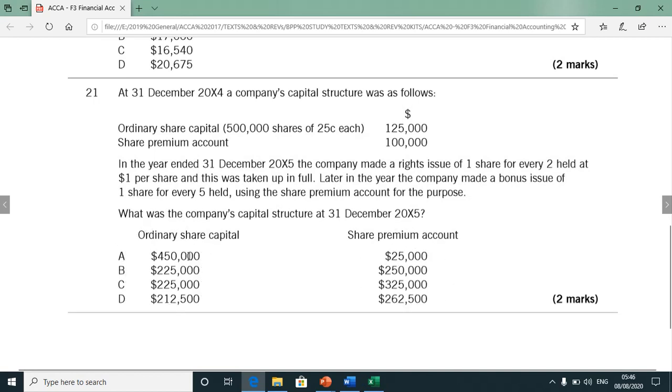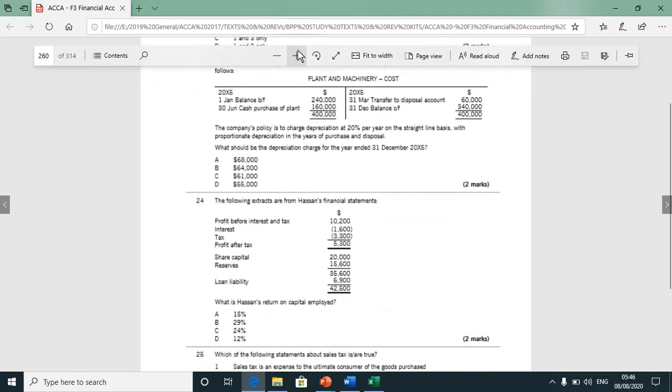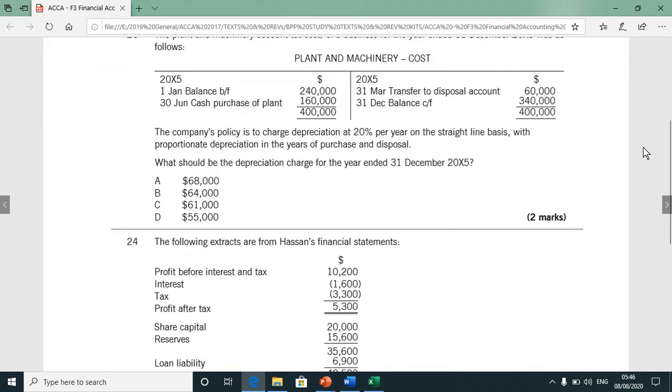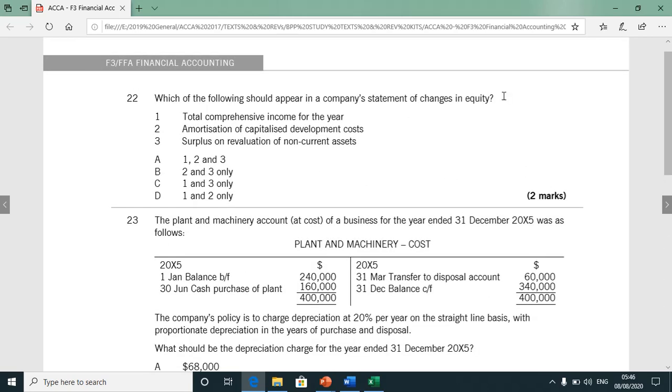So let us remember how to do these works. I want us to go to the next question because of time. Of course, we have spent a good amount of time there for a reason, and I hope that you can come up with the answer. Question 22 says, which of the following should appear in a company's statement of changes in equity?